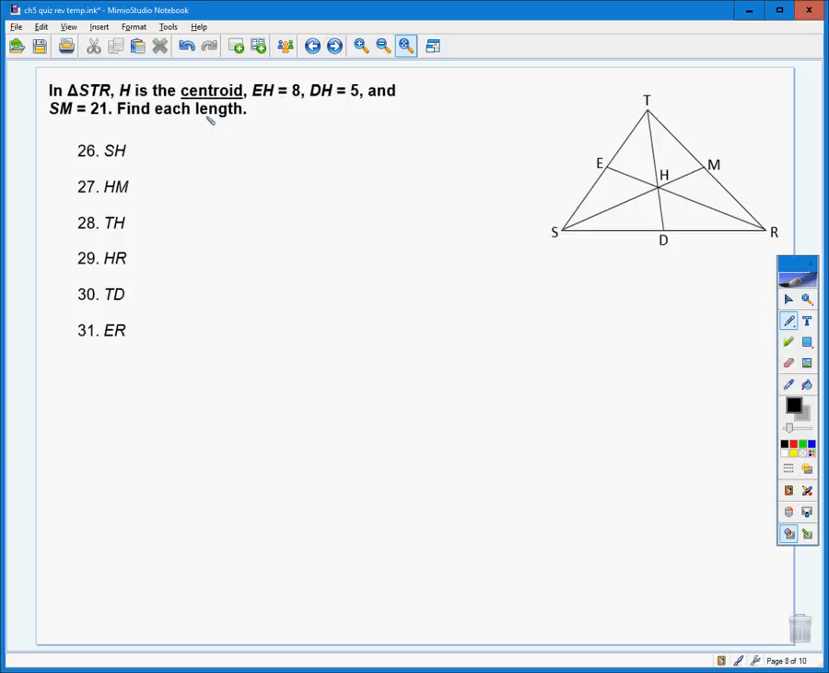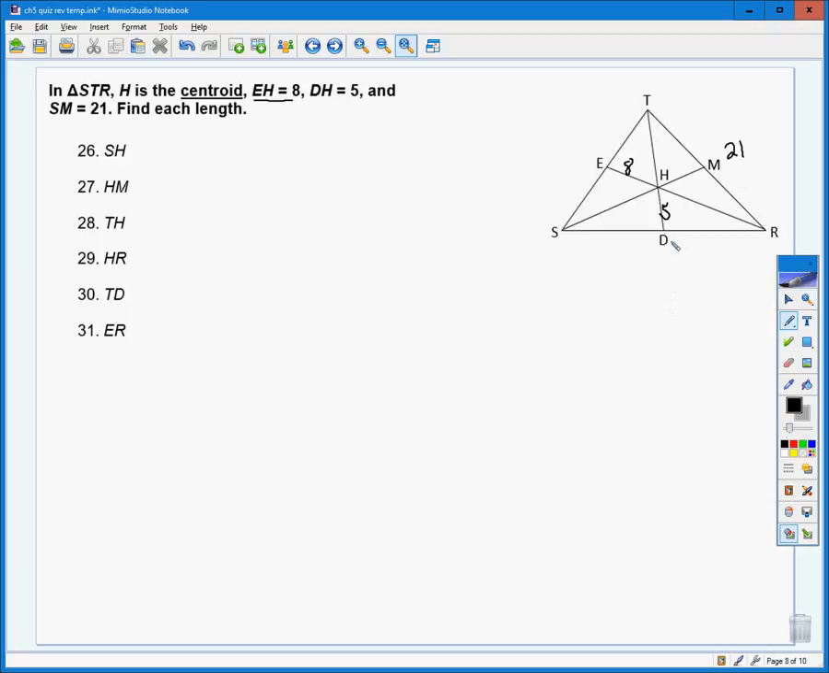When you have a centroid, I'm just going to go ahead and put these pieces in here. Again, it's important to know your vocabulary. Centroid is the point of concurrency of our medians. This is 8. DH is 5. And they said SM is 21.